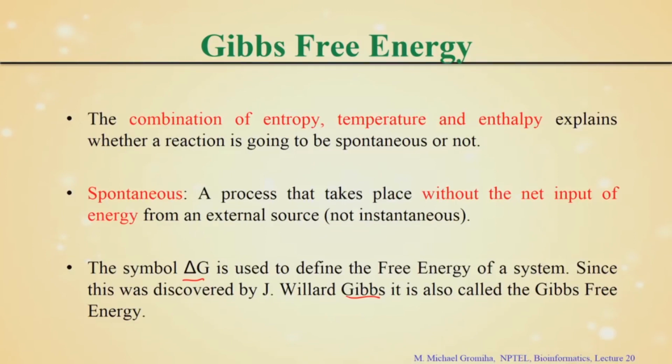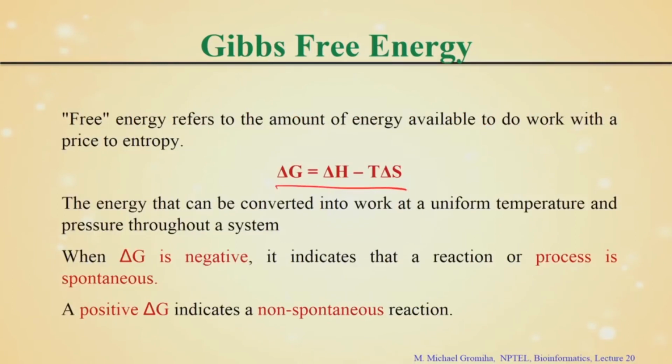We can combine the enthalpy, entropy and temperature using the equation delta G equals delta H minus T delta S. Why do we call this free energy? Because it is the energy available to do work at the expense of the entropy. This is the entropy of the system, and this is the enthalpy of the system. Delta G is given as delta H minus T delta S. If delta G is negative, the process is spontaneous, we can do work, and we do not need any extra energy to carry out the work.